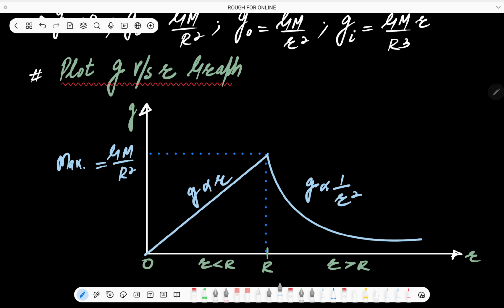And this graph has been asked so many times in NEET and JEE. So many times this graph has been repeated and will be repeated again in electrostatics and in magnetism later on. Okay, I think we should stop here.